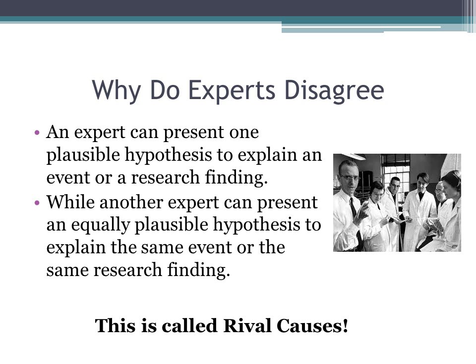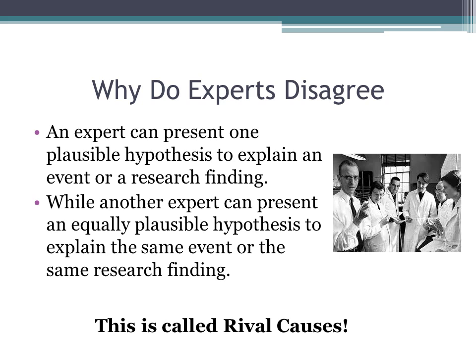So, first of all, let us discuss the concept of disagreeing experts. An expert can present one plausible hypothesis to explain an event or a research finding, while another expert can present an equally plausible hypothesis to explain the same event or the same research finding. This is called rival causes.